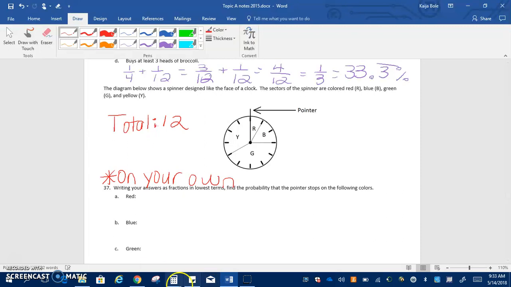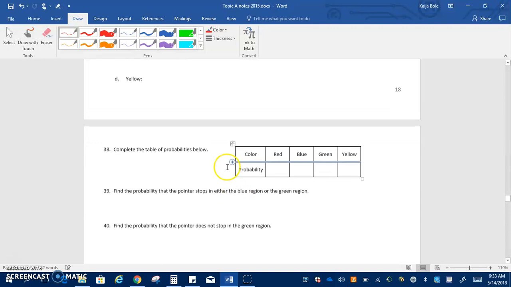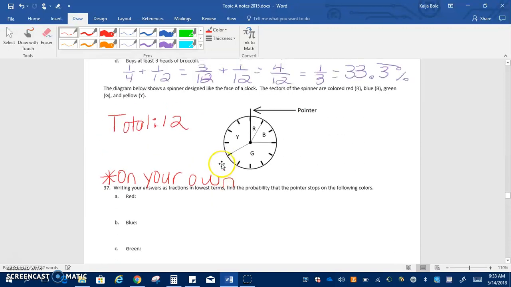Okay. So I want you to try the rest of this page, and then it goes a little bit onto the next page on page 19. So you're going to try those on your own, and then we'll talk about them in class tomorrow.